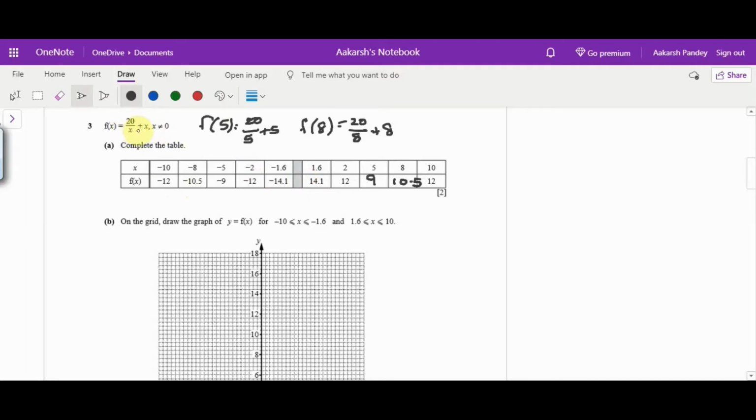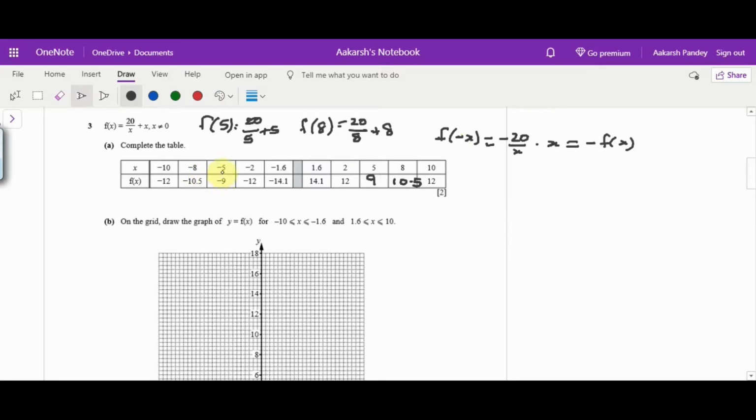Or if you want to notice something, and then I'll bring this to your notice, that if in this equation of f of x you find f of minus x, then you can see that what you will get is minus 20 by x minus x, which is the same as minus of f of x. So we have established an equation that f of minus x is equal to minus f of x.